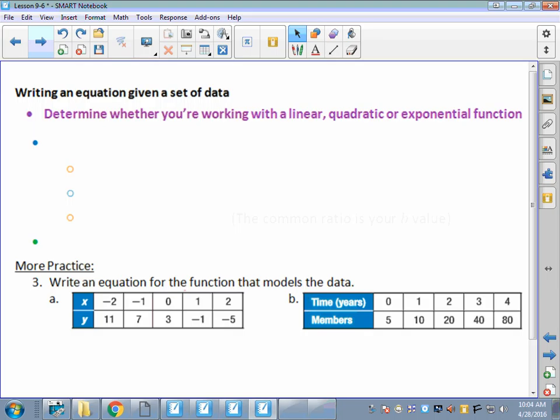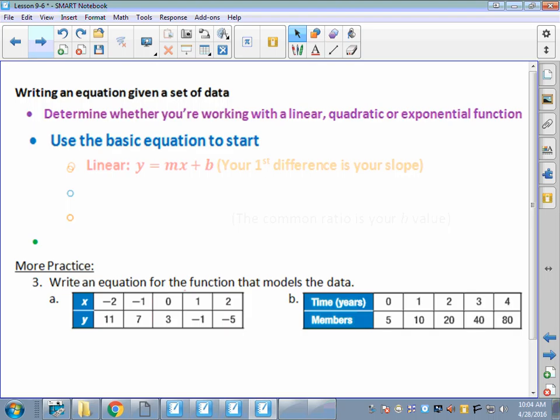So start by finding your first differences. If those are equal, stop. You know it's linear. If they're not, keep going and find your second differences. If they're equal, stop. You know it's quadratic. If none of the above is true, check the ratios and you know it's exponential. So you have to do that above. Then use your basic equation to start.